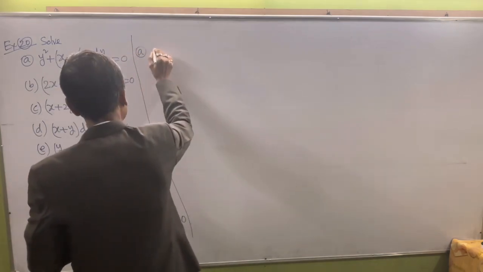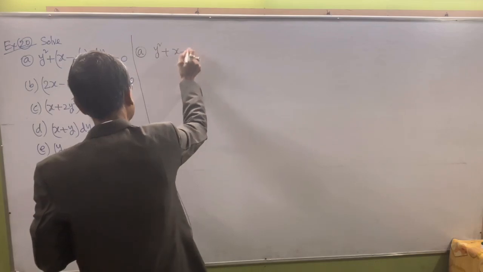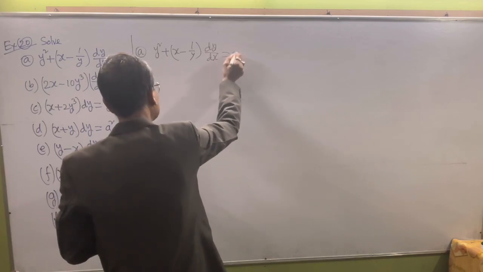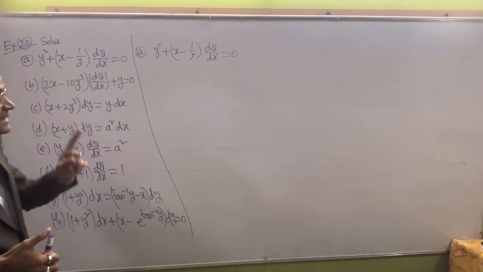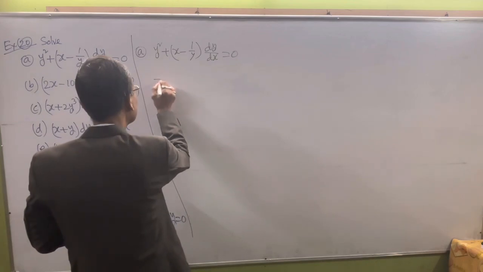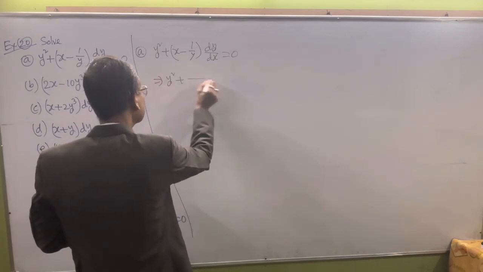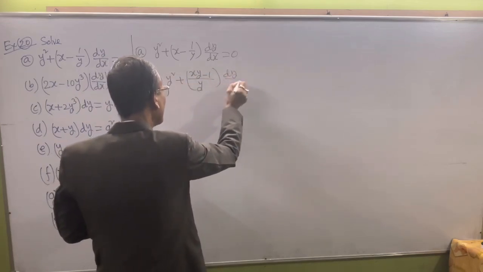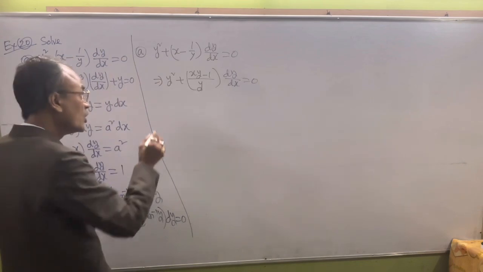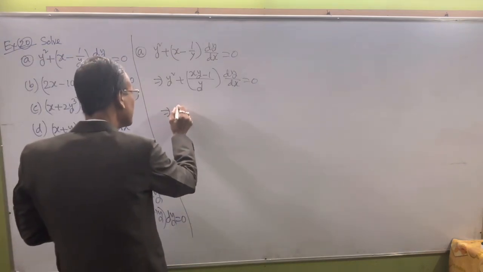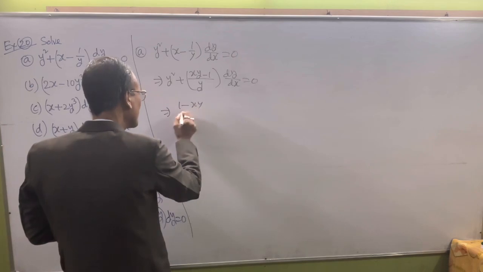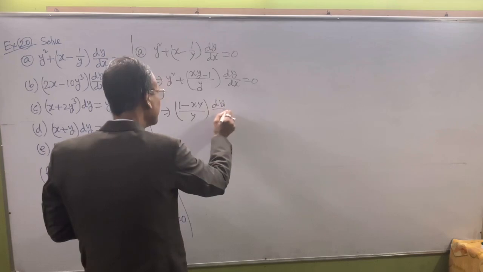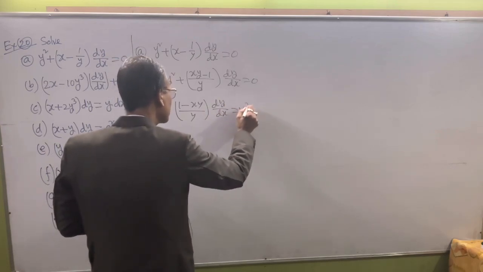Question number A. What is this? y square plus x minus 1 by y dy by dx equal to 0. This is our question. Now see, you may write y square plus y into xy minus 1 dy by dx equal to 0. Or you may write 1 minus xy divided by y dy by dx equal to y square. You may write like this.